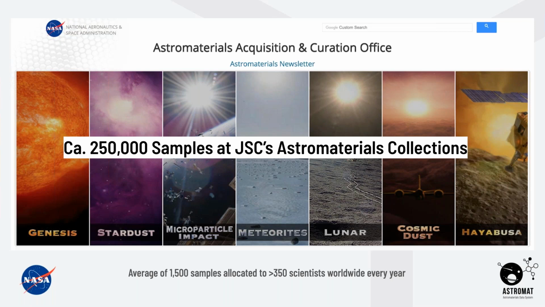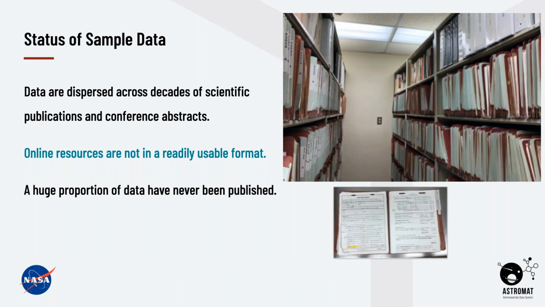Over 1,500 samples are allocated to over 350 scientists worldwide every year, so it's a huge amount of data coming in. One of the problems with some of this sample data is that it's dispersed across decades of scientific publications and conference abstracts. It's often not in readily usable format, and a huge proportion of data have never been published.